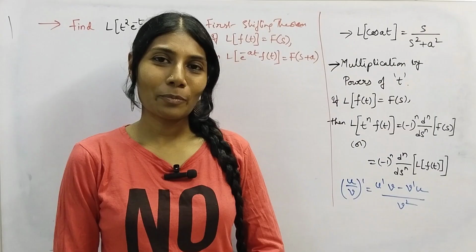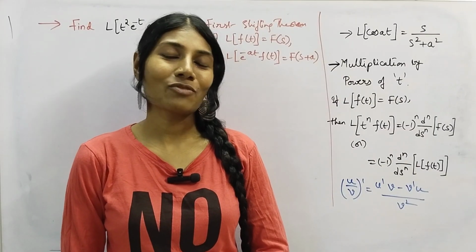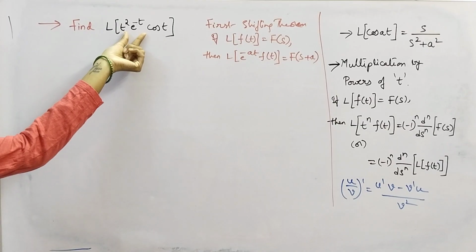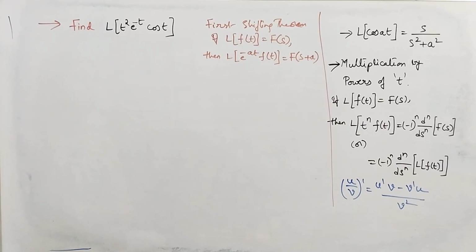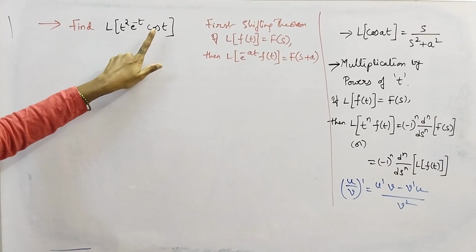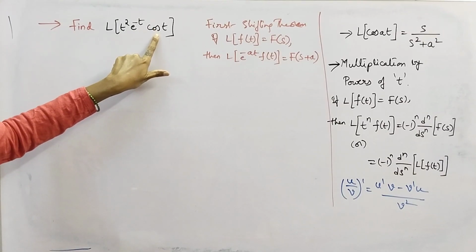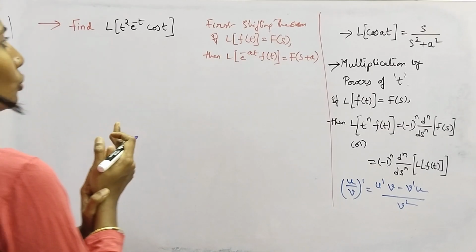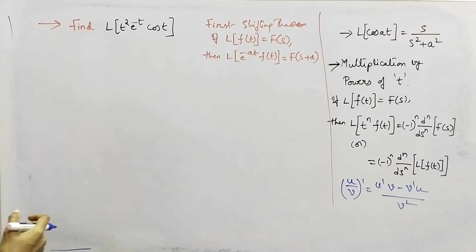In this video, we're going to see a problem from Laplace Transform. So let's get going. Problem: find L of t square e power minus t cos t. So here we have t square, e power minus t and cos t. Finally, at the end, we are going to use the first shifting theorem.